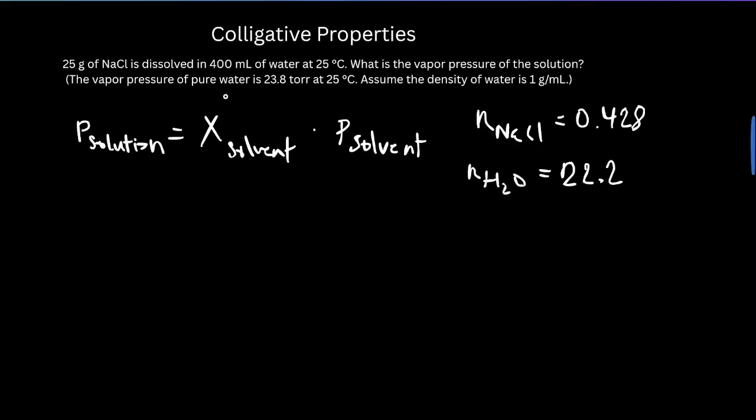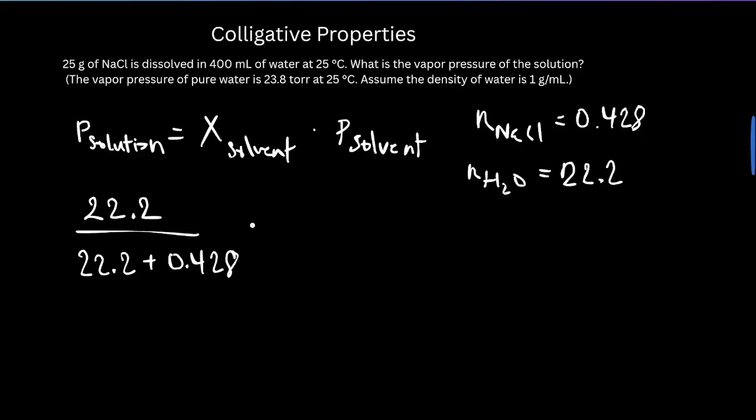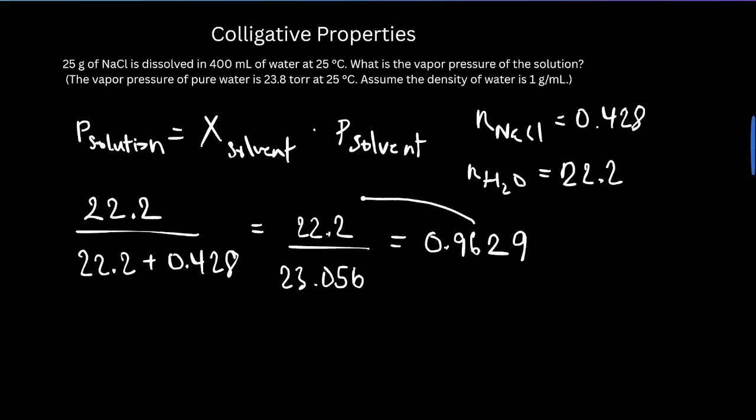Now let's find that mole fraction of the solvent. The mole fraction of our solvent, which is water in this case, is simply going to be the moles of water, 22.2, divided by the total number of moles, which is 22.2 plus 0.428. This is 22.2 divided by 23.056, which is going to be equal to 0.9629. So this here is going to be our mole fraction for our solvent.